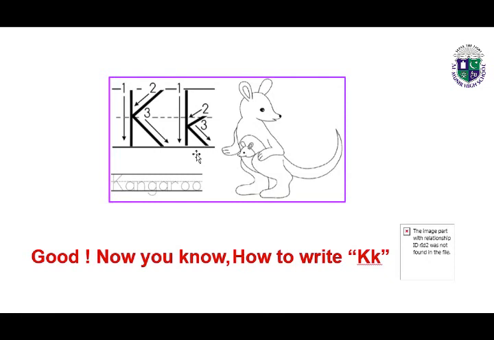Now trace all the K and do practice of this K. So now you know how to write K. Do practice writing K with the help of your parents, and do this work in your Al-Hira English workbook. So take care of yourself.